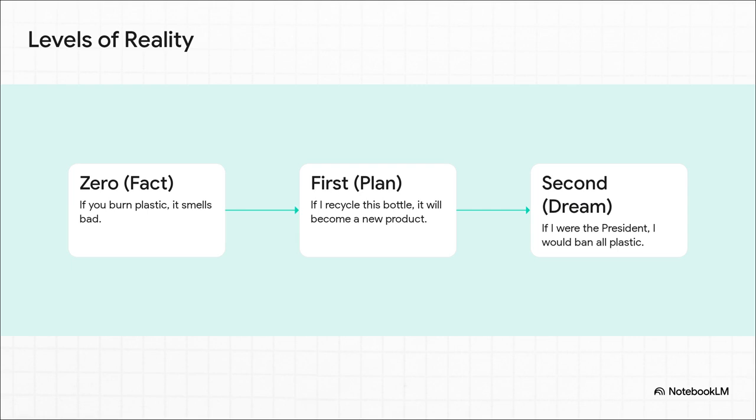That's a fact. If you burn plastic, it smells bad. Simple truth. Now for the first conditional, a real plan. If I recycle this bottle, it will become a new product. That's a likely future result. And finally, the second conditional, the dream. If I were the president, I would ban all plastic. See how that works? Fact, plan, dream.